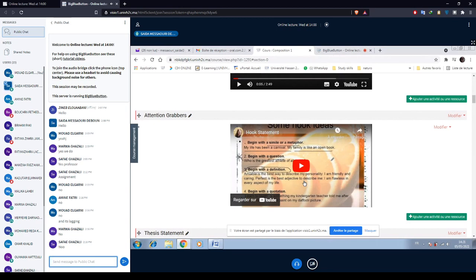You can start with statistics, giving the number, the statistic about something. If you talk, for example, about COVID, you can talk about the statistics, the number of deaths every day, or from the beginning of COVID, or you can talk about the statistics about the cases every day, or all the cases from the beginning, or worldwide. So statistics is also a very good way to start an essay. This is called an attention grabber.